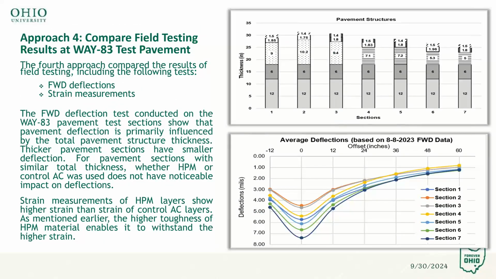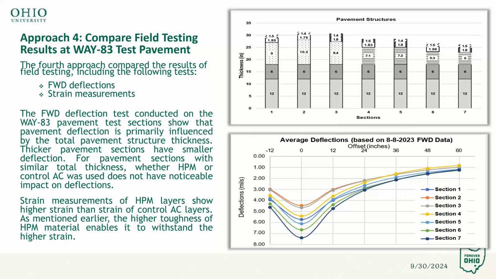So the next approach, we use the field testing results at the WEN 83 test pavement. That includes both falling weight deflectometer and strain measurement. The falling weight deflection test conducted at the WEN 83 pavement shows that pavement deflection is primarily influenced by the total pavement structure thickness. Thicker pavement sections have smaller deflection. For pavement sections with similar total thickness, whether high polymer mix or control mix was used does not have a noticeable impact on deflections. Strain measurement of high polymer mix layers shows higher strain than control mix layers. As mentioned earlier, the higher toughness of high polymer mix enables it to withstand a higher strain.